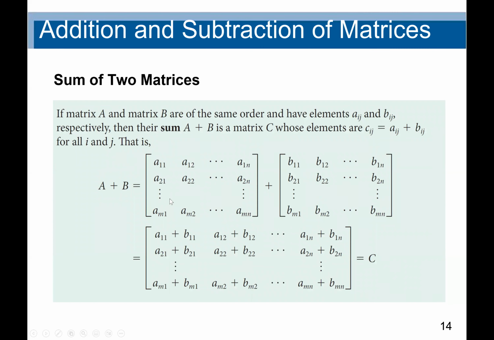So that's the rules here. So we have matrix A, B. We can see that matrix A size is the same as B size. So I'm going to add A11 plus B11, A12 plus B12, A1N plus B1N, then A21 plus B21, A22 plus B22, and A2N plus B2N. Then AM1 plus BM1, AM2 plus BM2, AMN plus BMN. And the answer we may say is a new matrix C.